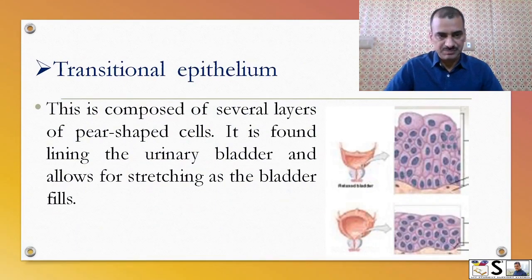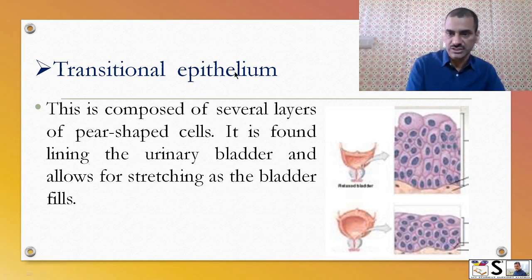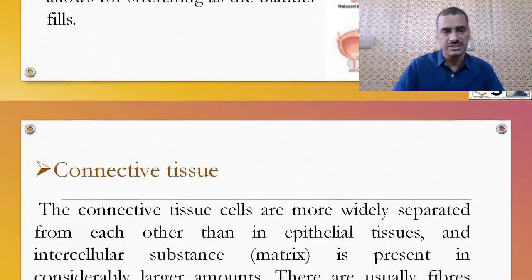Transitional epithelium is composed of several layers of pear-shaped cells, and it is found in the lining of the urinary bladder. This allows for stretching as the bladder fills. Here you can see this is non-stretched transitional tissue, and when the bladder is full it is stretched like a rubber. Okay, so this is the transitional epithelium.